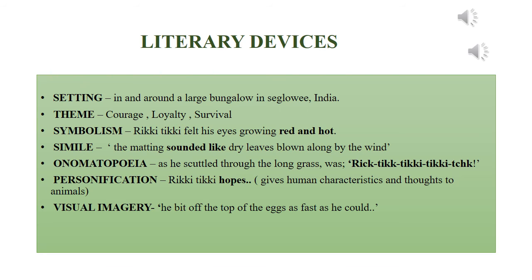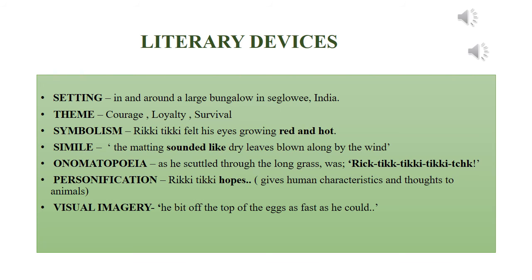So Rikki Tikki Tavi has these good qualities inside his heart. He is a courageous mongoose and also he is filled with loyalty. And also another sub-theme is survival. Symbolism. Example, Rikki Tikki felt his eyes growing red and hot. So here red and hot symbolizes the anger of Rikki Tikki Tavi.